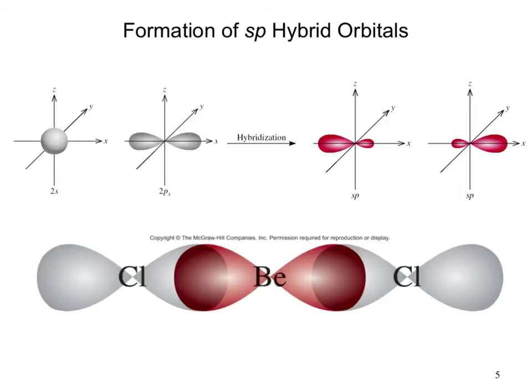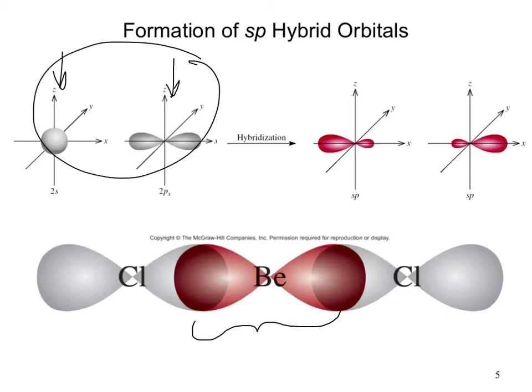Alright, so let's talk about the combination of an sp hybrid. Now, this is something like beryllium chloride. This hybridization occurs on the beryllium. So we take an s orbital in the beryllium and the empty p orbital. They're going to mix together to form two brand new sp hybridized orbitals.